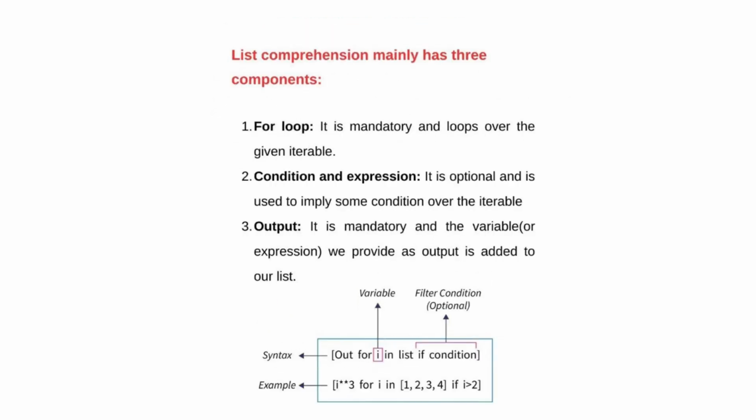List comprehension mainly has three components. For loop: it is mandatory and loops over the given iterable. Condition: it is optional and is used to imply some condition over the iterable output. Expression: it is mandatory and the variable or expression we provide as output is added to our list.